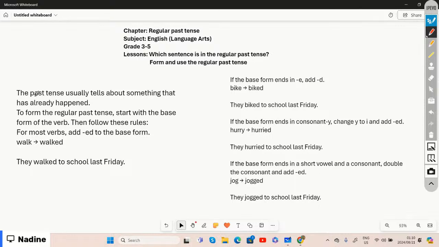All right. So we said that the past tense tells us about something that has already happened. And in order for us to form the regular past tense, we need to start with the base form of the verb, and then we need to follow these specific rules. For most verbs, we add an ed to the base form of the verb, or just d if the word ends with an e. An example is walk.